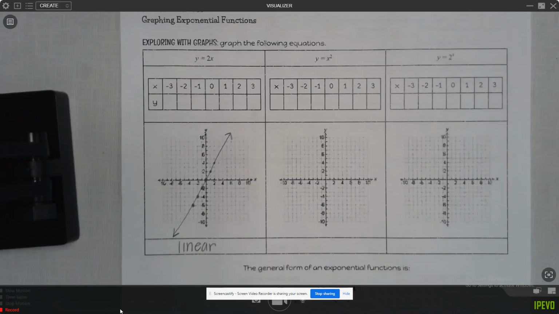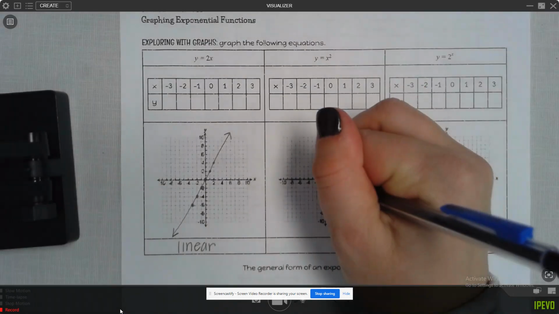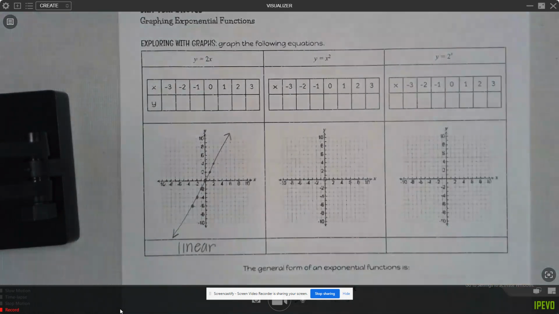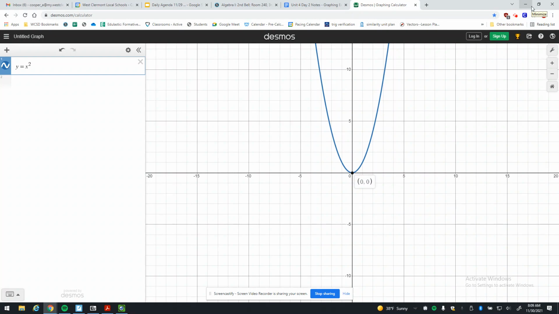Now, graph this point, 0, 0. Graph it on your paper. 0, 0. I graphed it. I need to graph at least one more point. You actually have to graph 2 more points.